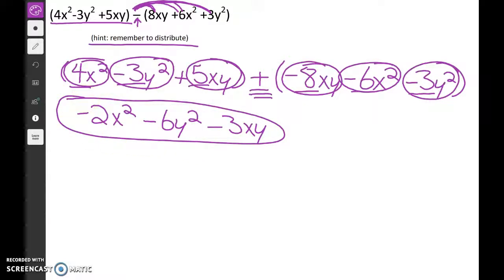Now notice, with this type of problem, I could have also done the vertical model. Either one will work here, but the key to any subtraction problem is that you have to remember to distribute the negative. If you do not distribute the negative, then you will make a huge mistake and miss this problem. So always make sure that you check the sign in the middle, and if it's negative, you distribute. If it's positive, then you can just combine like terms.